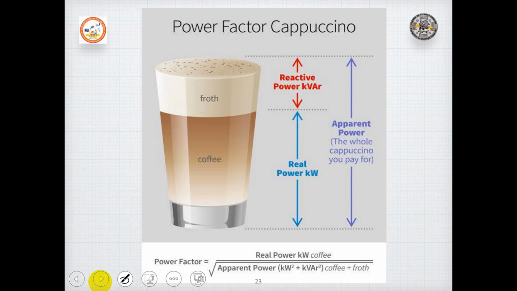Let me explain that. The froth represents the reactive power, and the liquid, the actual coffee, represents the real power. But we are paying for both the froth and the coffee. With froth, you enjoy a better quality of coffee, but we gain real value from the liquid. So for the real value, we have to take the coffee in liquid form. Froth is just a topping on that.